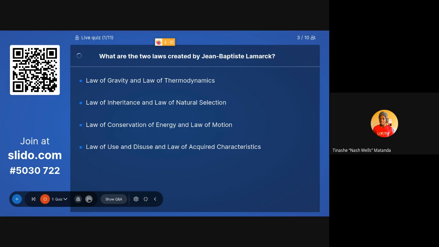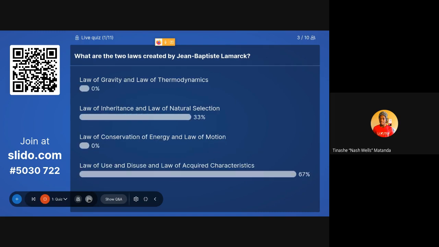End time. All right, and there are the results. 0% of you guys said law of gravity and law of thermodynamics. Thank God you actually listened. Then there are those that say the law of inheritance and law of natural selection, and those that say law of conservation and law of motion, and those that say the law of use and disuse and law of acquired characteristics. And the correct answer to that should be the law of use and disuse and law of acquired characteristics.